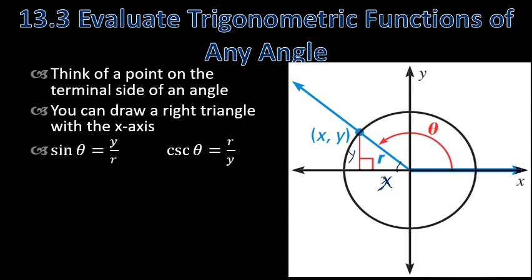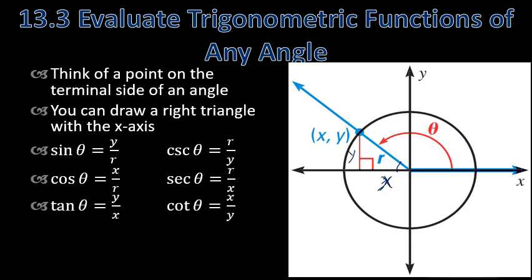Sine, opposite over hypotenuse, would be y over r. Cosecant, sorry, would be r, hypotenuse over opposite, or r over y. Cosine is adjacent over hypotenuse, or x over r. Secant would be hypotenuse over adjacent, or r over x. Tangent is the opposite over adjacent, y over x. And cotangent is adjacent over opposite, or x over y.